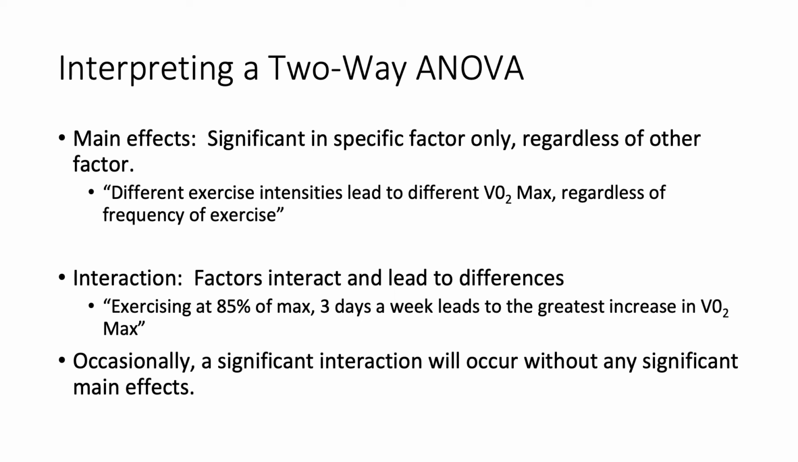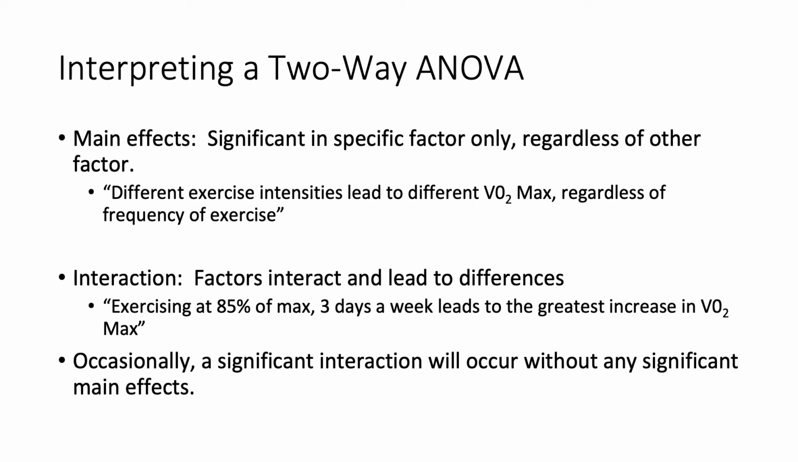However, individuals who trained at a higher intensity, such as the 85% level of intensity, significantly outperform the individuals who trained at 65% of the intensity. This is looking at the main effects of intensity. The interaction suggests that training at 85% of maximum heart rate for 3 days per week results in the highest levels of VO2 max. Occasionally, a significant interaction will occur without any significant main effects.